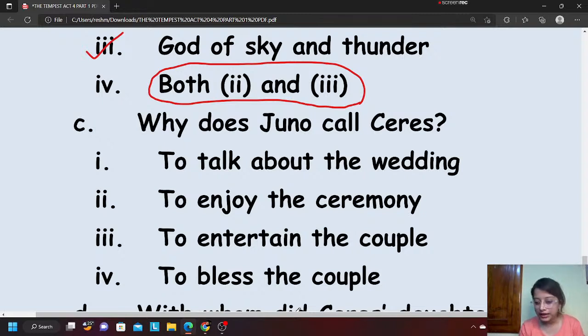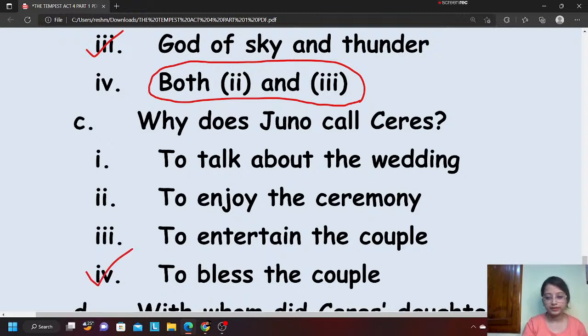Okay? To bless the couple, Arnesh is saying to bless the couple. Anything else? Others, try. Vishal is saying to bless the couple. That means option number 4. You can also write the option if you want. Faraz is also saying option number 4. Yes, correct. Talk about the wedding? No. Enjoy the ceremony? No. Entertain the couple. So option number 4.